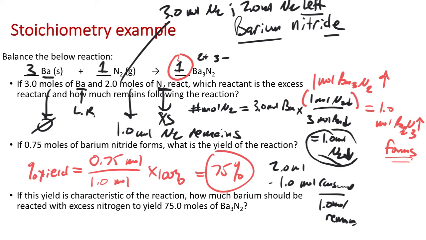If we're given the product yield, if we had said here instead of 0.75 moles of barium nitride, 100 grams of barium nitride forms, what's the yield? Well, we'd have to convert that to moles, or we'd have to convert our 1 mole yield to grams. So we can take and divide either moles by moles of the product or grams by grams. So whenever we're working on a percent yield, the yield can be in grams, it can be in moles. We just want the units to be the same for both the yields, the actual yield and the theoretical yield.